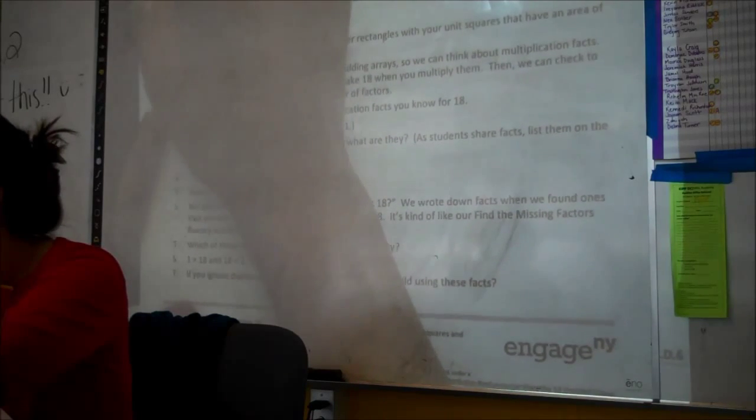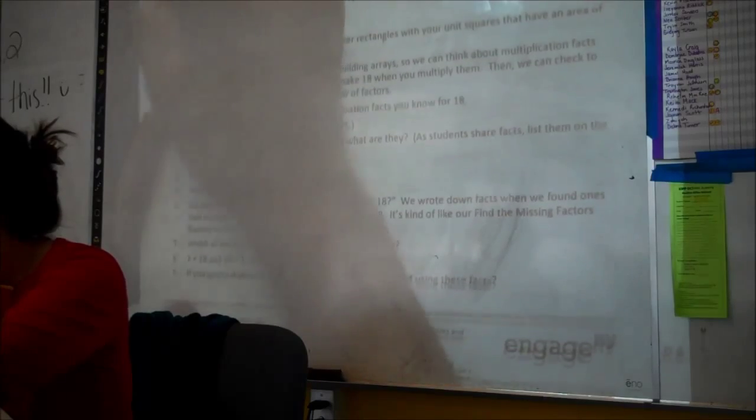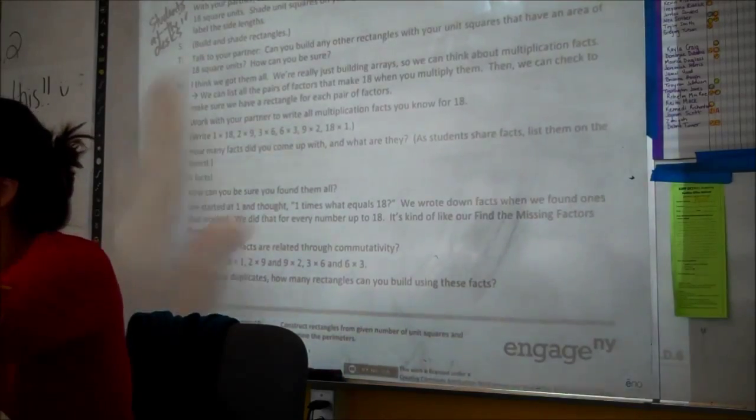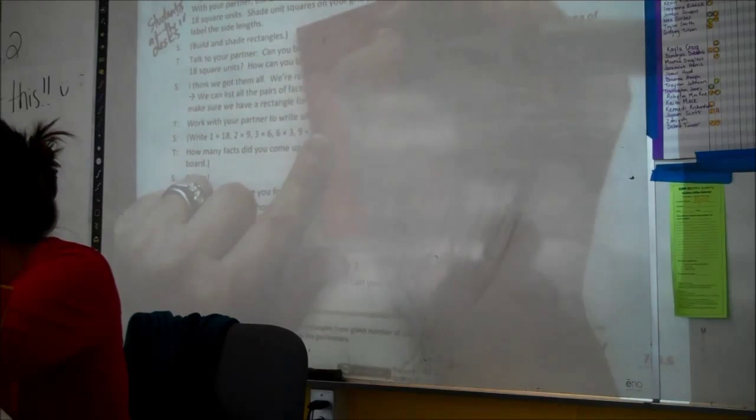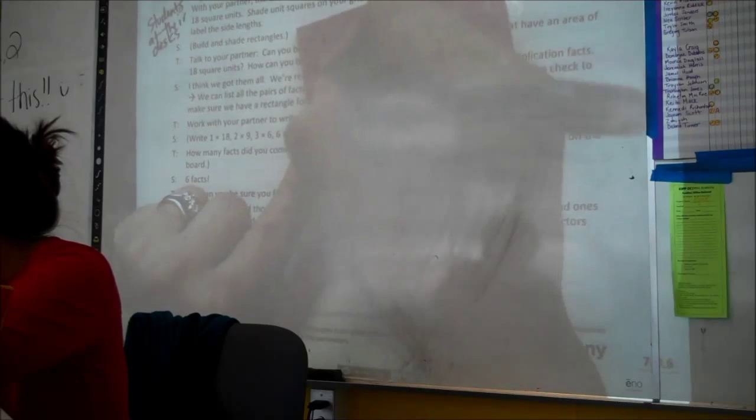I'm writing myself a note: students at their desks. And I'm also starting to make a list. They need grid paper. They need square unit tiles, right?